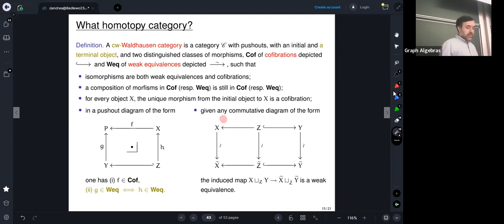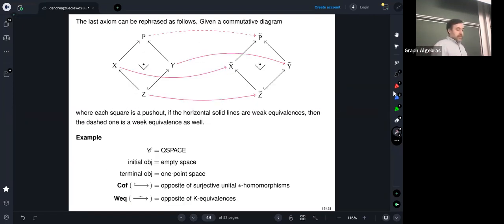So one example, of course, is the category of topological spaces where the weak equivalences are the weak homotopy equivalences and cofibrations are closed embeddings. And another example of this CW Waldhausen category is given by compact quantum spaces. Here, cofibrations are opposite of quotient maps of unital C*-algebras, and weak equivalences are induced by these KK-equivalences. The initial and terminal object are the same as in the case of topological spaces, the empty set and the one-point space.